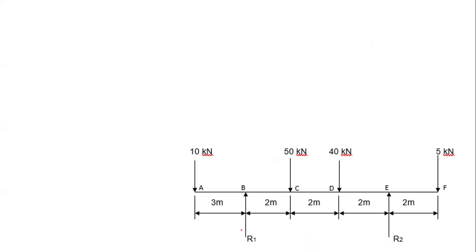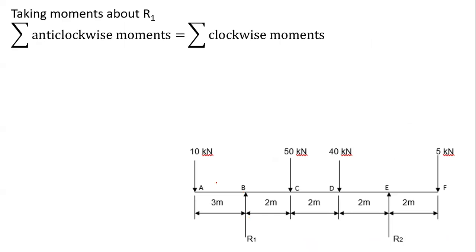So in this case, we're going to take moments about this point, which is R1. And then we apply the principle of moments where we say summation of anti-clockwise moments should be equal to the summation of the clockwise moments. So if you check carefully, by inspection, you will notice there's 50 multiplied by 2. Can you see the direction? It's moving like that. So already telling you that such a moment is actually clockwise.